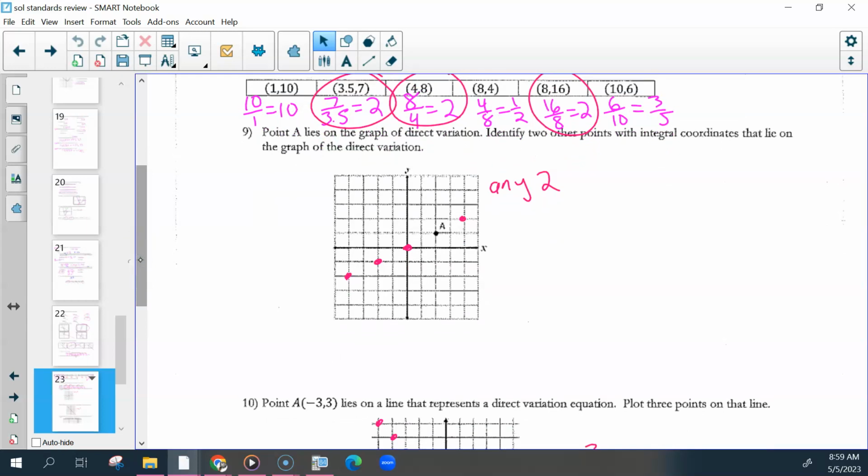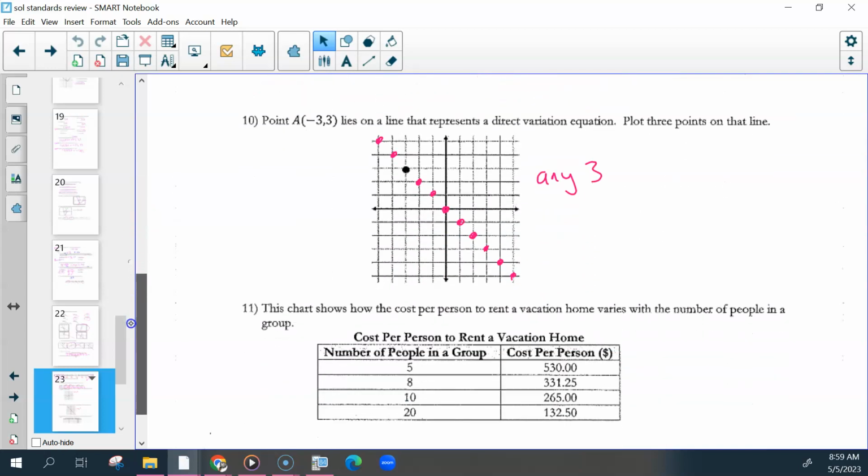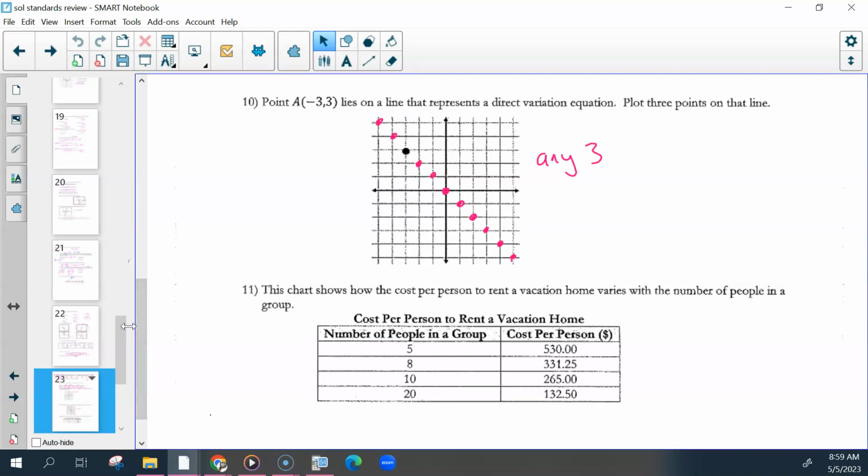Anyone still need this stuff? Ten was another one. It gave you one of the points, and you had to plot 3 points. So the origin was a good one, and then 2 others.